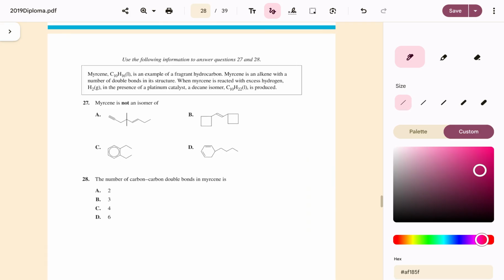Now, moving on to this next one, and I know I've done this one before as well, kind of recently, asking about what is not an isomer. If you are an isomer, you have 10 carbons and 16 hydrogens. If you're not an isomer, you don't have that formula. I'm just going to skip to the answer to save us some time, and that is C.